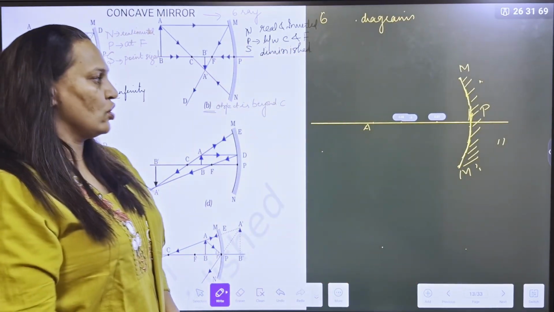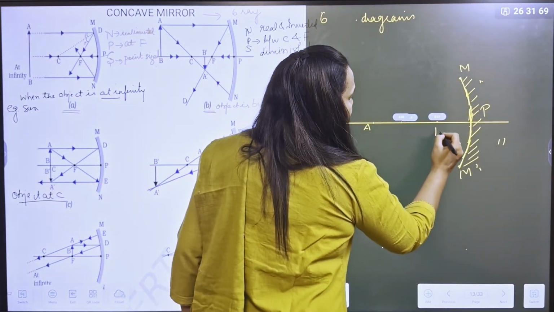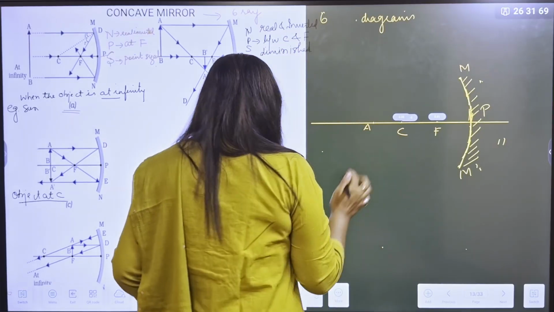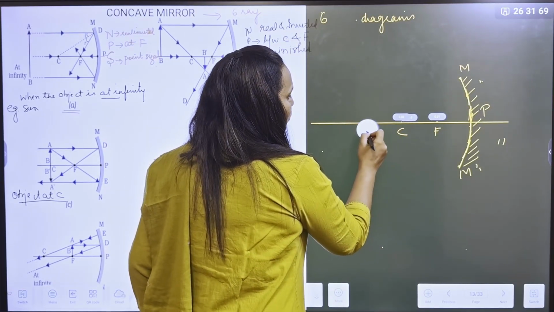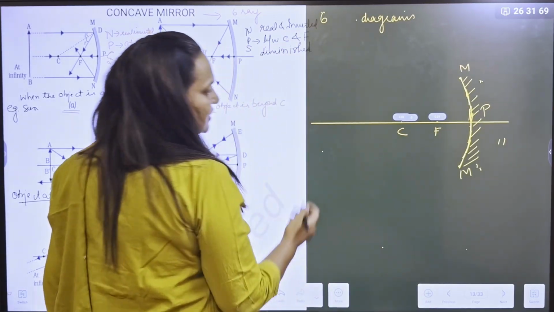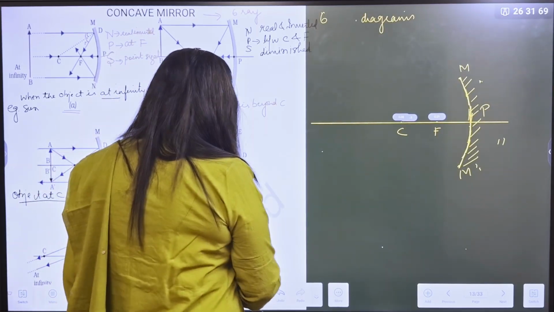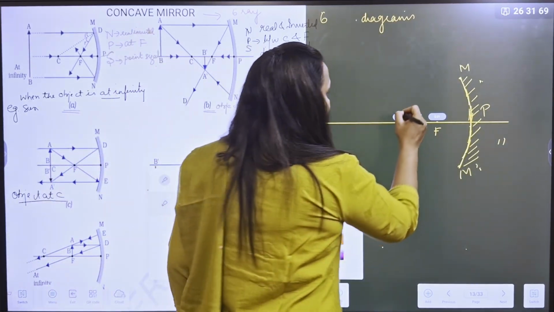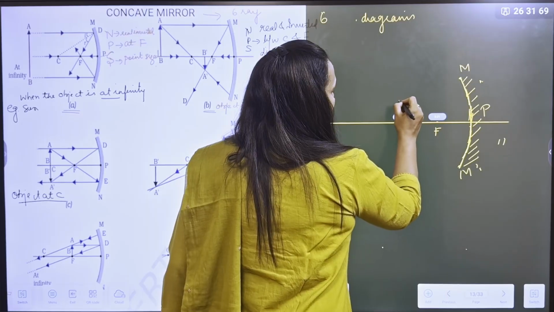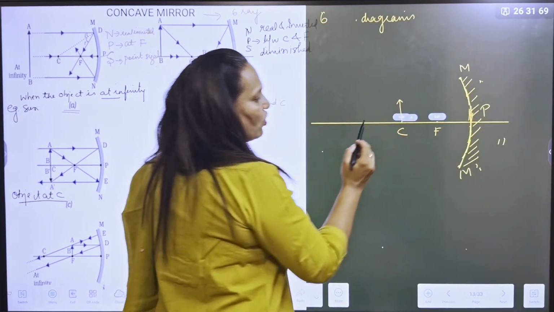Right? So, this is F, this is C. I will erase this A so that there is no confusion. Now, where is the object? Object is at C. How will it go?